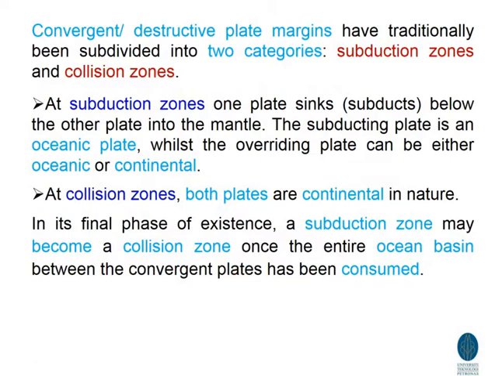Two major events occur at the destructive plate boundaries as mentioned before, which are subduction and collision. At a subduction zone, one plate sinks or subducts underneath another plate into the mantle. The subducting plate is an oceanic plate, while the overriding plate can be either oceanic or continental. At a collision zone, both plates are continental. In the final phase of subduction, when all the oceanic plates are consumed, the collision will occur.